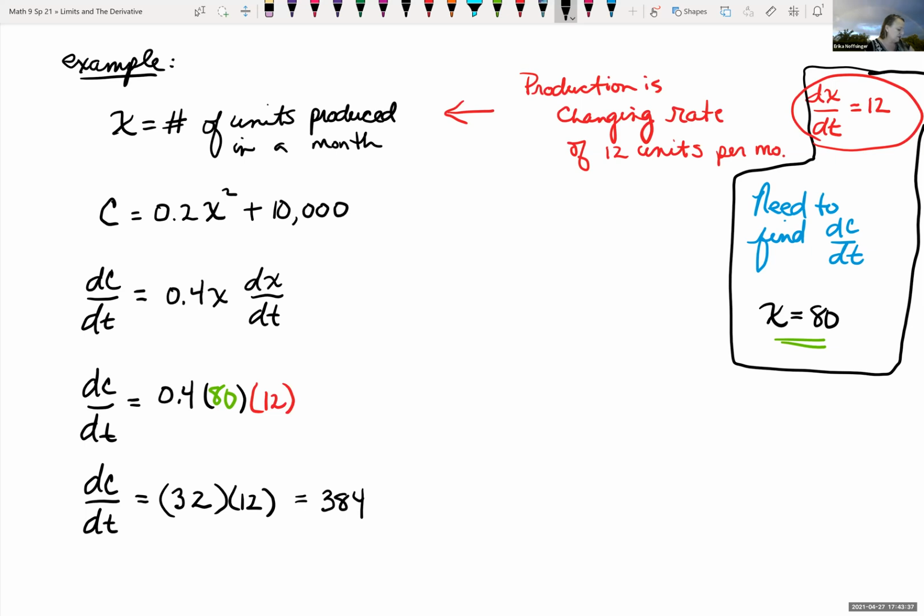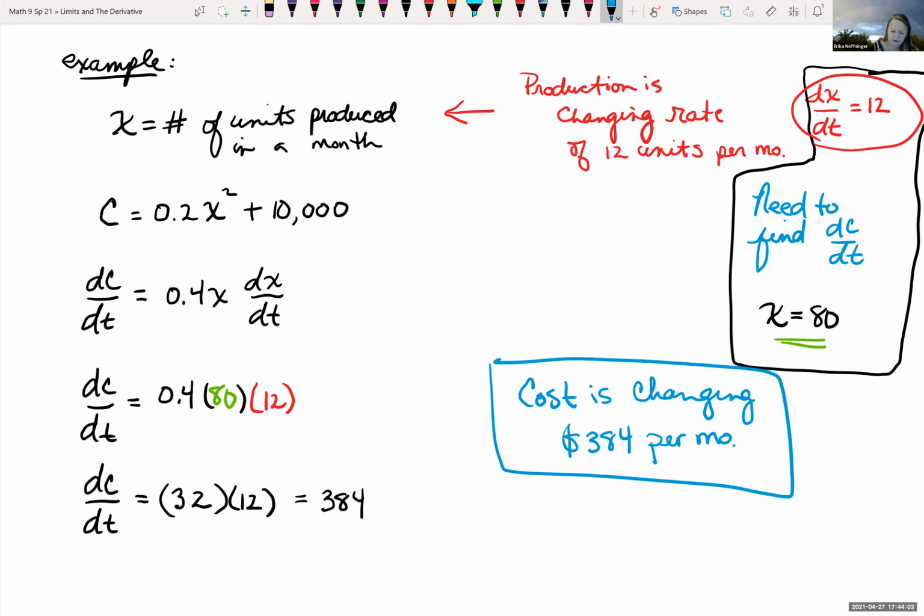So how fast is the cost per month changing when this is happening? It's changing at a cost of $384 per month. $384 per month, with the information we were given.